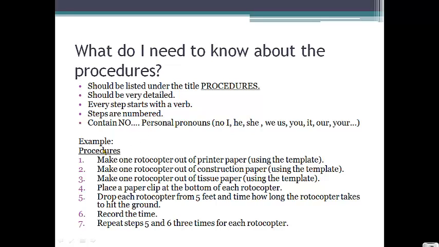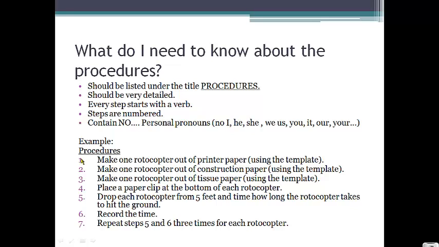Okay? So here's my example for the rotocopter experiment for my procedures. Step 1, I'm going to make 1 rotocopter out of printer paper using the template. Step 2, I'm going to make 1 rotocopter out of construction paper using the template. Step 3, I'm going to make 1 rotocopter out of tissue paper using the template. Step 4, I'm going to place a paper clip at the bottom of each rotocopter. Step 5, I'm going to drop each rotocopter from 5 feet and time how long the rotocopter takes to hit the ground. Step 6, I'm going to record the time. And step 7, I'm going to repeat steps 5 and 6 3 times for each rotocopter.